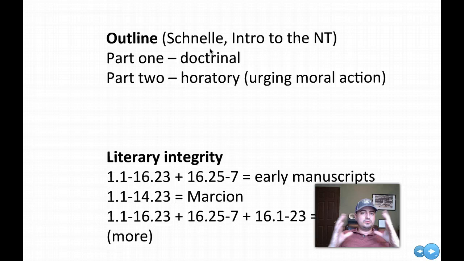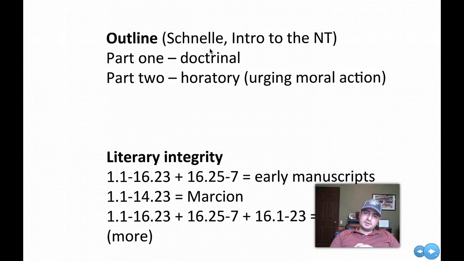Did Paul write this as one letter, or is it a compilation of two or more letters? If you say that the literary integrity of Romans is intact, you mean that as it appears in the New Testament, that's how it was originally written.